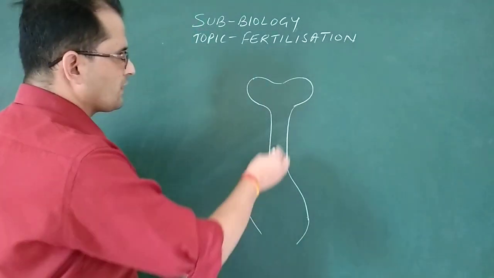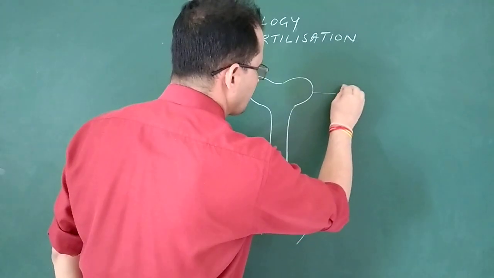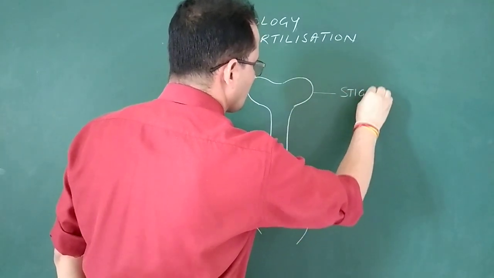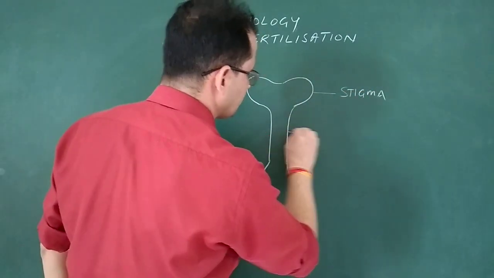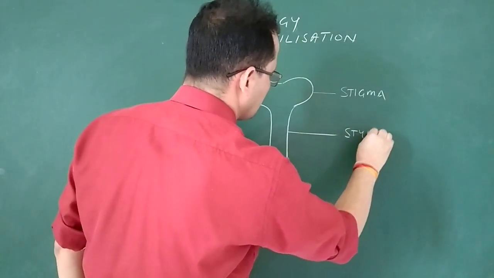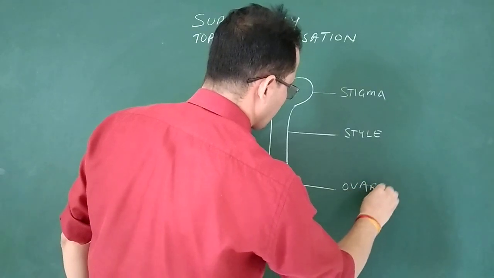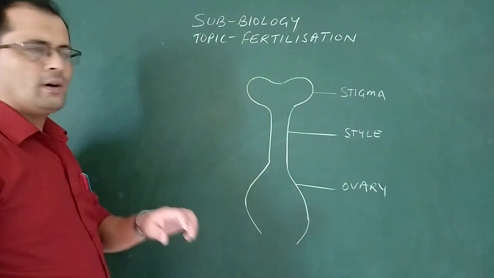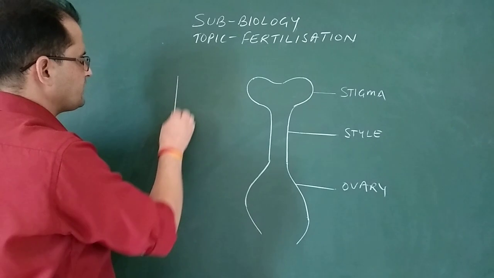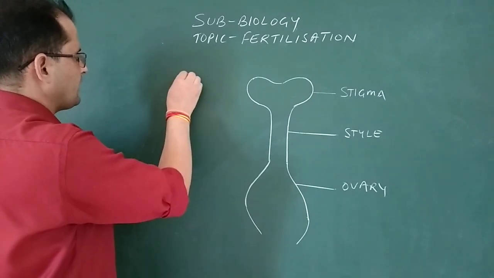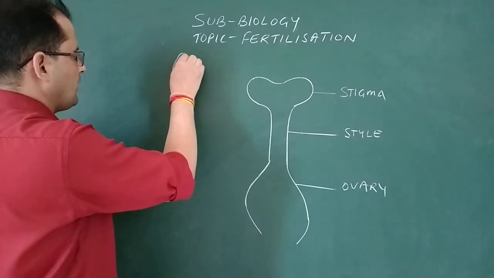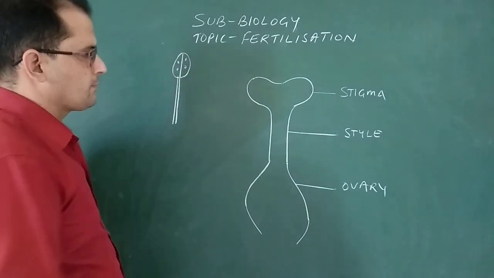Now see beta, this part you can see, this is the stigma, this is style and this is ovary. Now beta, what happens? This is the filament and it contains a bilobed anther which contains pollen grains.